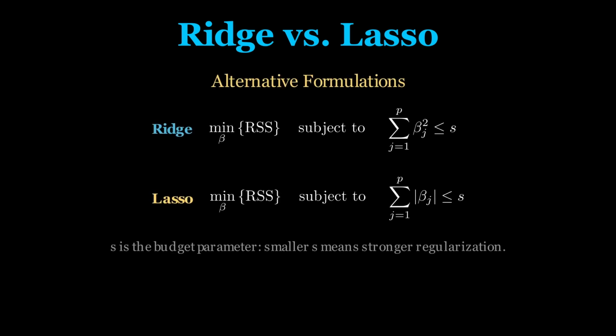Now let's compare ridge regression and the lasso side by side, looking at their constraint formulations, their behavior on a simple example, and their geometric interpretations. Recall from the previous video that ridge regression can be written as minimizing the RSS subject to a budget constraint, where the sum of the squared coefficients must be at most s. The lasso has the same alternative formulation, except the constraint uses the sum of the absolute values. In both cases, the budget parameter s controls regularization strength. Smaller s means stronger regularization.